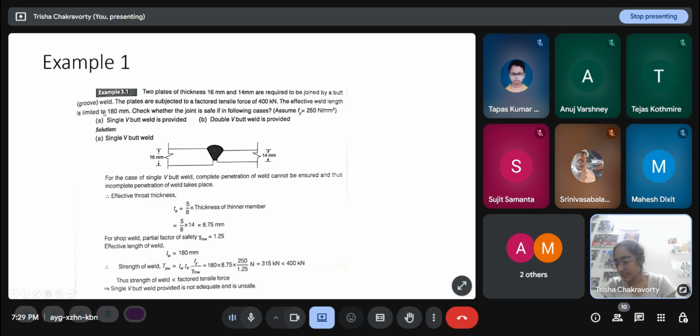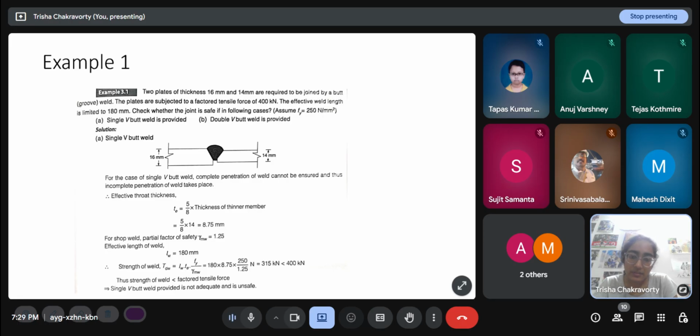So since we have to see whether the joint is safe or not, we are going to assume that the entire length is being utilized. So the strength of weld is L_w t_e by this. So we get 315, which is less than 400. So this is not adequate. If the strength of the weld is less than the factored tensile force, it means that it is not adequate, because in the limit state the capacity has to be greater than the demand.